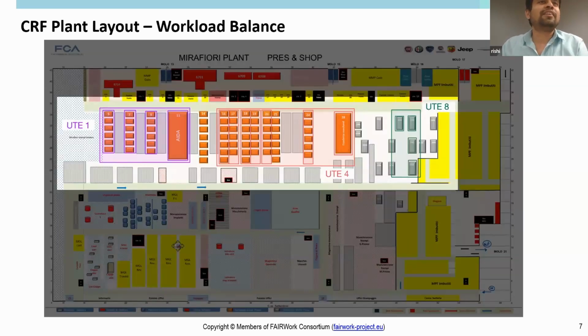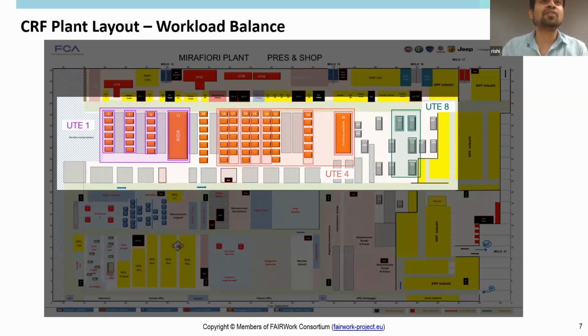So what is a CRF plant? As I told you, this is a car manufacturer, and in this image you can see the 2D plant layout, and you can see the highlighted sections of UTE1, UTE4, and UTE8. You can consider these a part of a plant where they have different line configurations. On UT1 you have line 5, line 7, line 9, and line 11.